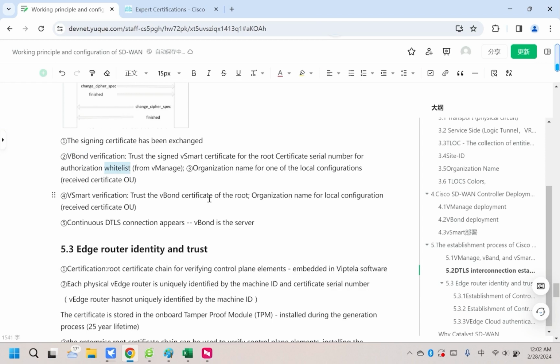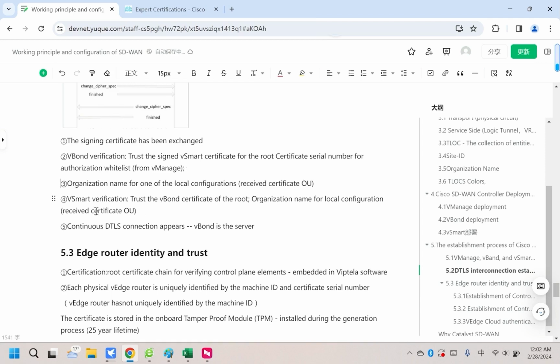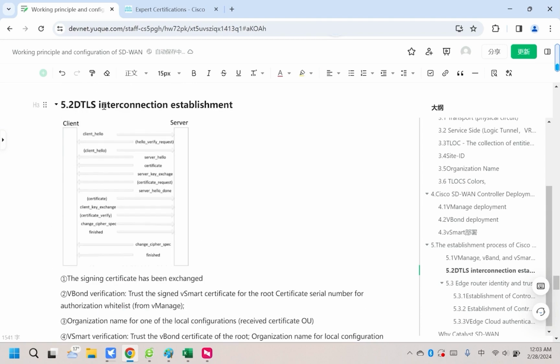While verifying with vbond, it also checks our OU. What is OU? It's the organization name we just talked about. The name must be the same organization name to pass the authentication. To be precise, this is actually the third step. The fourth step is the authentication of vsmart. vsmart similarly verifies the vbond certificate and also checks the OU name. These are two checks by vsmart. Once vbond and vsmart have both completed their verifications, our DTLS is established.